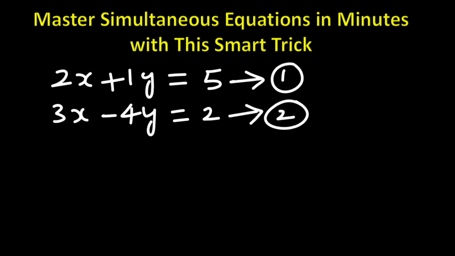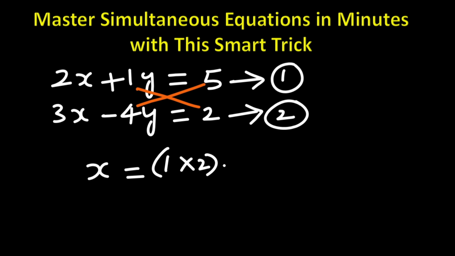Now we are solving for x and y. First we find the value of x, as you all know. So x equals, again we start with the coefficient of y. Here it is 1. So we do 1 times 2 minus 5 times negative 4. So this is the numerator.